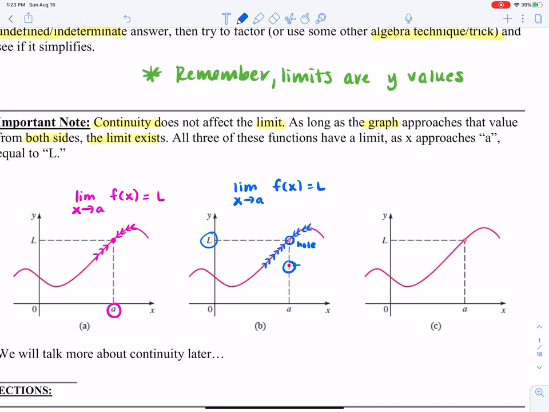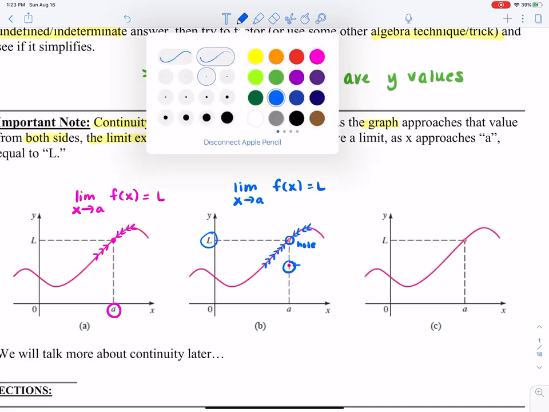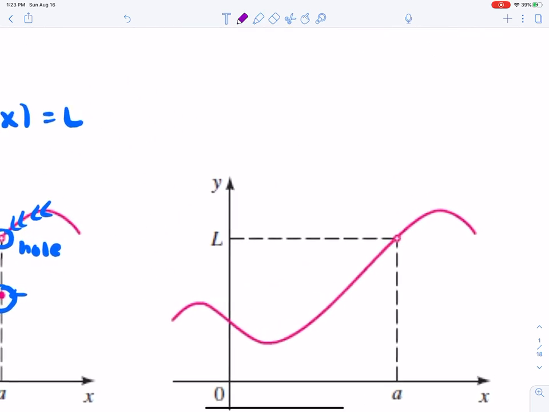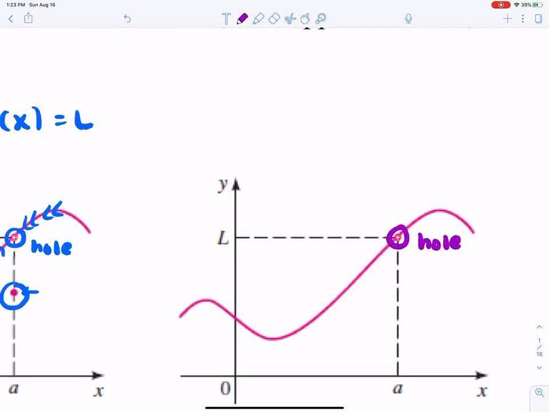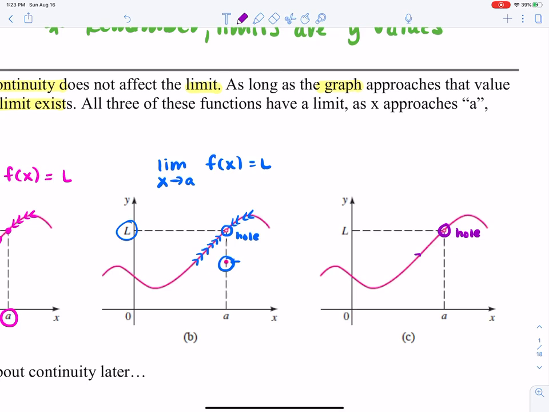The limit is L. So in my third example, I don't have a point that's been added, but again, I have this removable discontinuity or hole in my graph. And so again, I'm going to get closer to A from the left-hand side of it, and I can see I'm getting close to this y value of L, even though it's not there. And from the right-hand side, I get closer and closer to A. So my limit, as I get close to A of my function, has a y value of L.